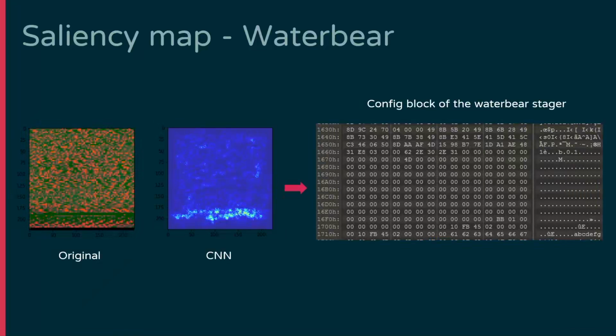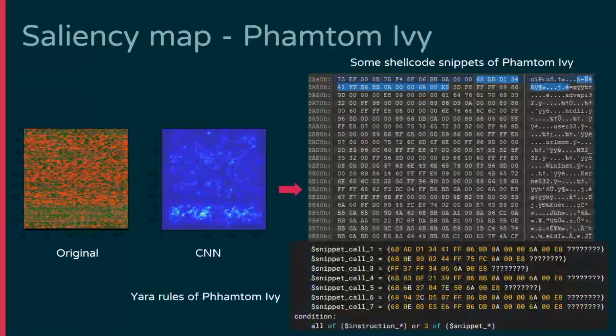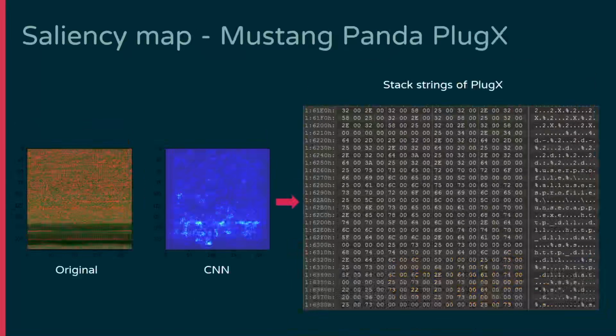For example, the focus area of the Waterbear stager is the config block of the Waterbear stager. And for the Cobalt Strike loader, the focus area is in its .rdata section. And for Poison Ivy, the focus area is some shellcode snippets in its block. We also use this shellcode section in a YARA rule to detect Poison Ivy. For PlugX, the focus area is the section where the stack string is located.